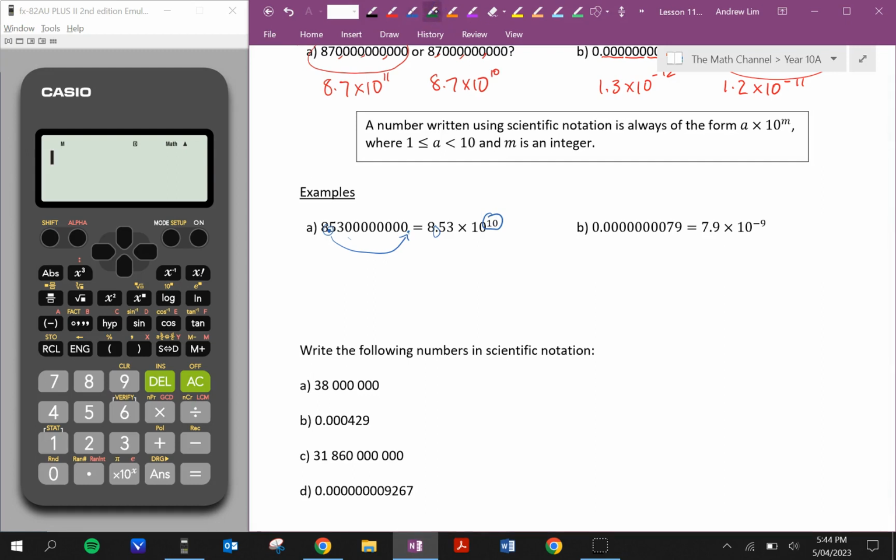Whereas for B, we have 0., then 8 zeros, and then 7, 9. If we move the decimal to make it 7.9 times 10 to some power, we need to move it to the left, because we've put it here but it needs to be all the way over here. So because we're moving it left 9 times, 1 plus the 8 zeros, it will be to the power of negative 9. Okay, so that's how we do this.